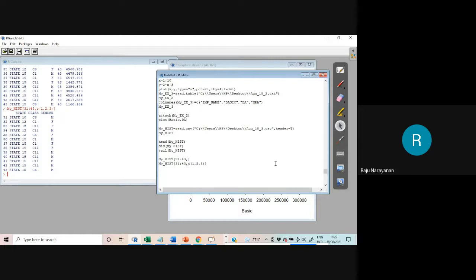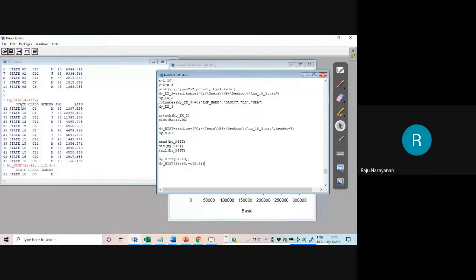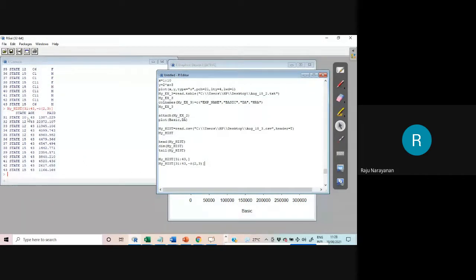Suppose you don't want to see columns 2 and 3. Minus means delete something. Plus means adding something. Now you will get only columns 1, 4, 5. These are the 5 columns: state, class, gender, age, paid. Columns 2 and 3, class and gender, are not coming here. Okay, these are the extractions.